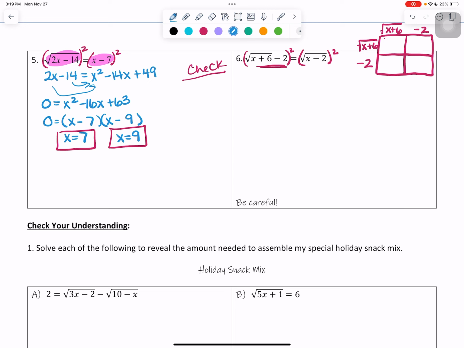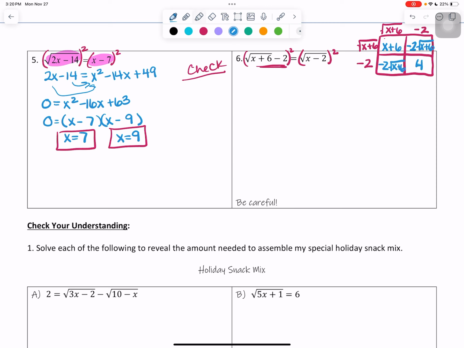Okay, square root of x plus 6 times the square root of x plus 6, I'm filling in this box, is x plus 6. That's squaring it when you multiply by itself. Negative 2 times that is negative 2 square root of x plus 6. This column, this row, negative 2 times the square root is negative 2 times the square root. You can't combine them. This row, this column, negative 2 times negative 2 is a positive 4.